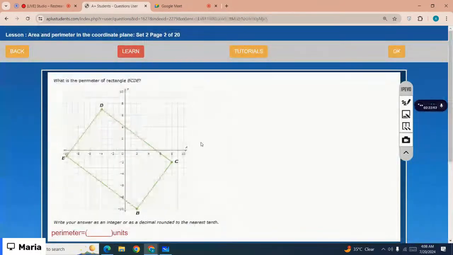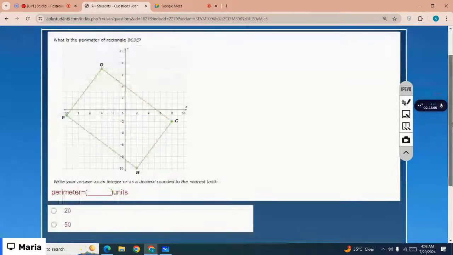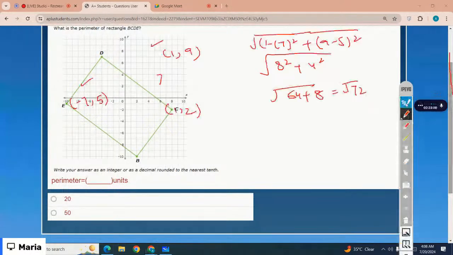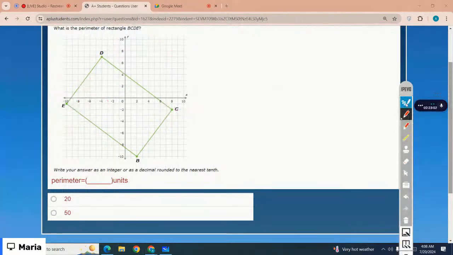What is the perimeter of rectangle BCDE? Okay, you need to calculate the perimeter, right? That means you need to calculate their side lengths. Let's just calculate the vertices and side lengths. B is x is 2, y is negative. C is x, y is negative 2.